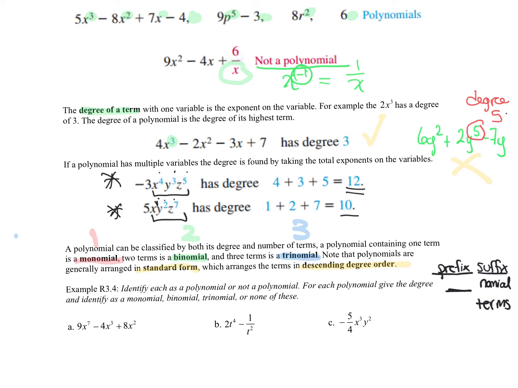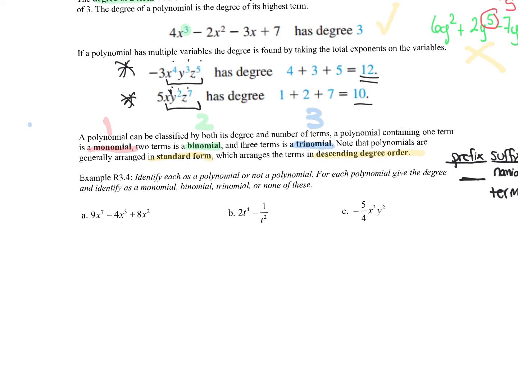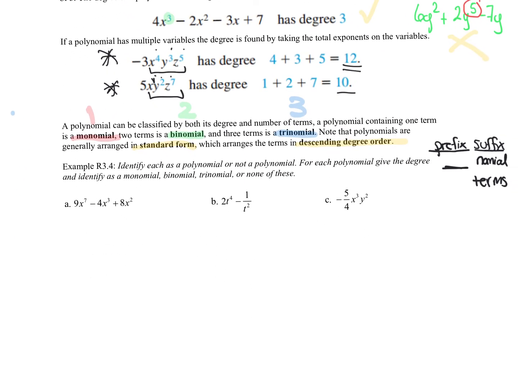So let's try using these vocab words and classifying some polynomials. So for these examples, they want you to first say if it's a polynomial or not. And then if it is a polynomial, tell the degree and give it a name like monomial, binomial, trinomial, polynomial based on the number of terms.